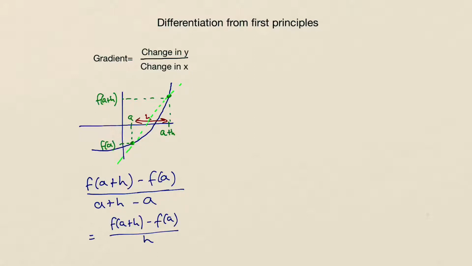Now, if we want to find the gradient of the tangent at the point A, so this line here, what we need to do is move this one, call it x. We need to move x closer to A. To do that, we'll decrease h. So as h tends to 0, so as h gets smaller, x will get closer to A, and the gradient of the line will approach the gradient at A.